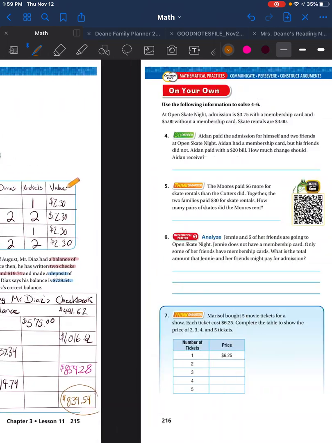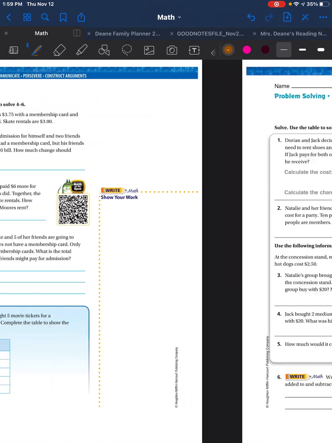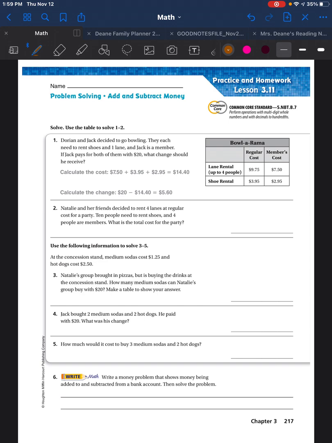All right, guys, so for homework tonight, you are doing page 217. You'll see that number 1's already done for you. So you're gonna go ahead and work on 2, 3, 4, and 5. We are not doing 6. Number 2 goes right along with number 1, and then problems 3 and 5 go together.